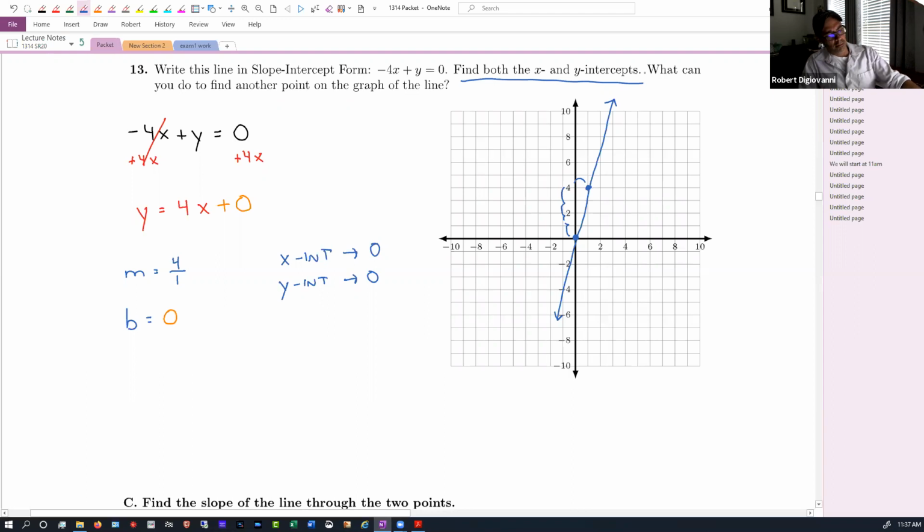And then this last part of the question is, what can you do to find another point on the graph? Well, we can just do the slope, right? Up 4 over 1, up 4 over 1. So we can use the slope. The answer to that second part would be, use the slope up 4 over 1 to find another point.